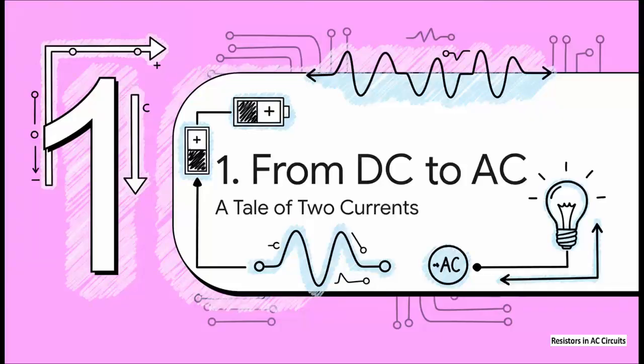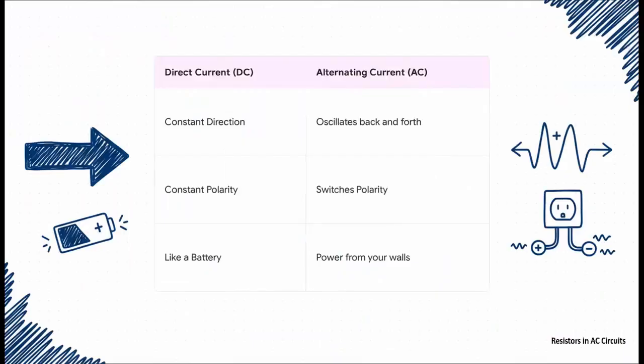All right, first up, from DC to AC. Let's just make sure we've got a crystal clear picture of what makes alternating current so different from the direct current we might be more used to. Think of it like this. DC is like a steady river, always flowing in one direction. It's just a constant one-way push.